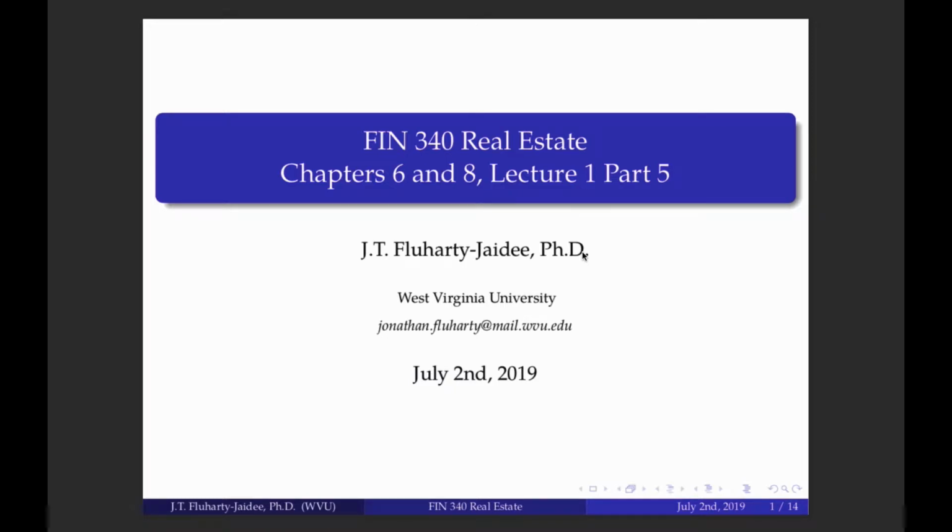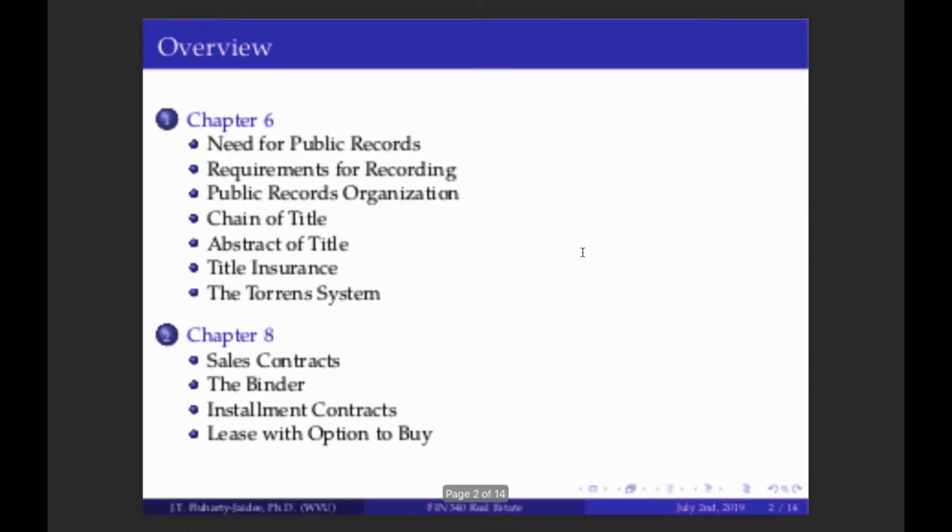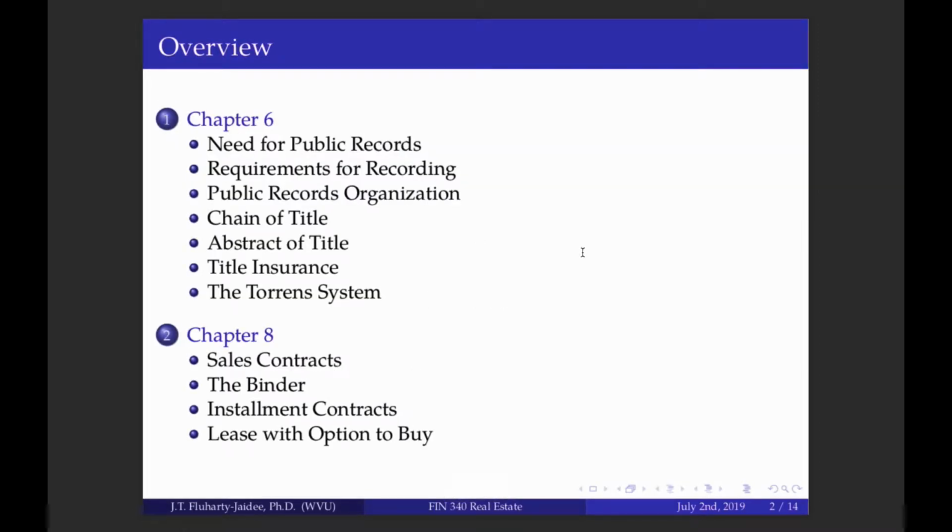Today we'll be discussing chapters 6 and 8, which really deal with the laws regarding real estate and purchase contracts. Chapter 6 has to do with why we have to record titles and deeds, how we discuss the search of titles and deeds, what the chain of title is, what an abstract of title is, title insurance, and the Torrens system. And then chapter 8 more or less deals with sales contracts.